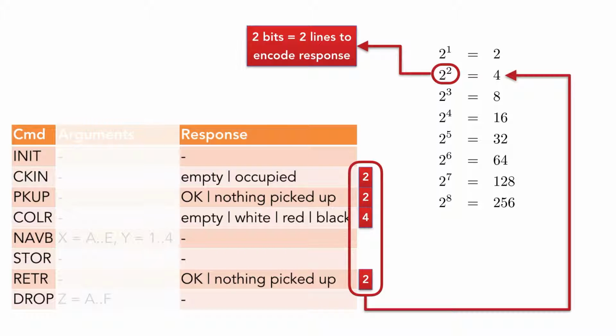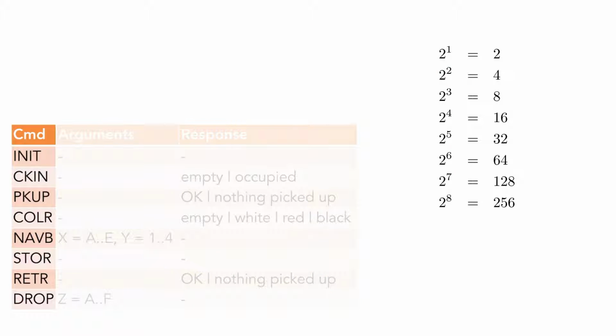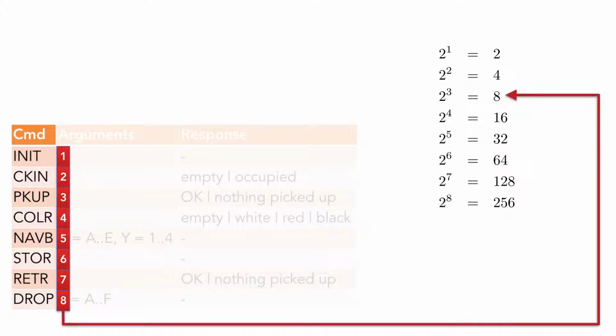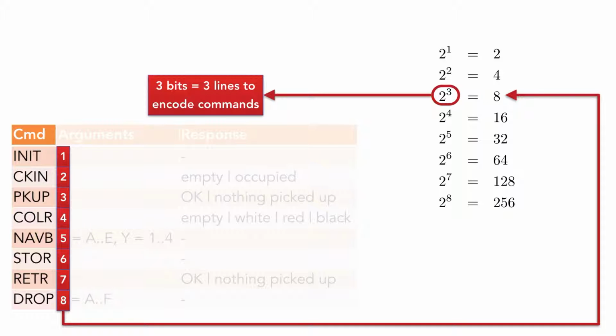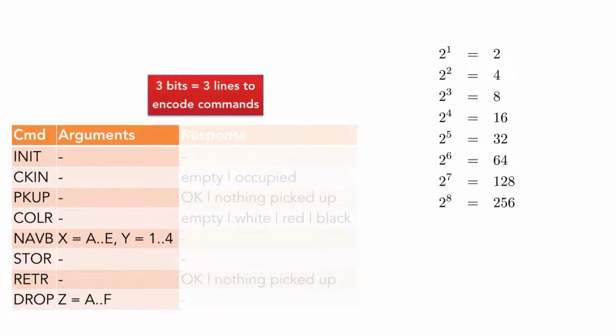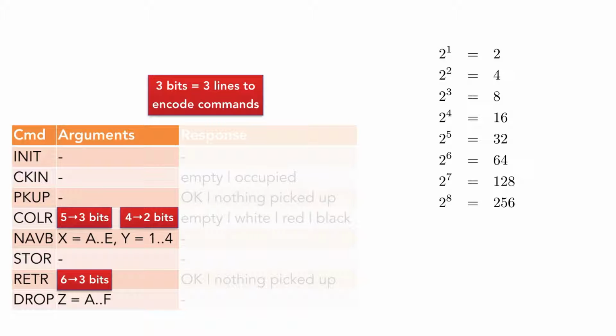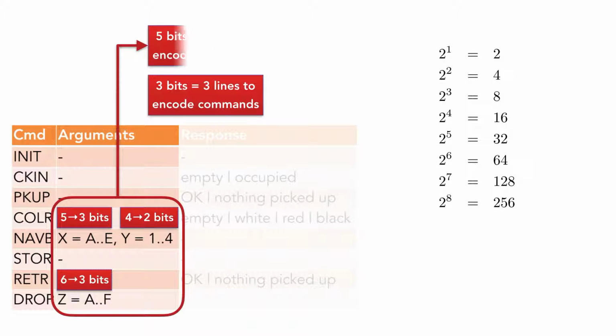Similarly, we've got 8 distinct commands. So when we look that up, 8 is 2 to the power of 3, so we need 3 bits to encode the commands. Fine so far, let's move on to the arguments. For the x position, we have to encode 5 values, so 2 bits are not enough, we need 3 bits. For the y position, with 4 values, 2 bits are sufficient. For the output slot z, we need 3 bits, but since x, y and z are never transmitted together, we can reuse the same lines. This means that we need a total of 5 bits for the command arguments.